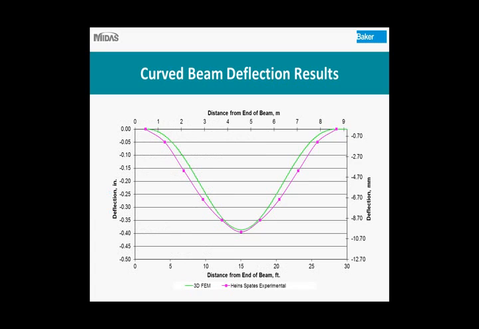So this graph is showing the curved beam deflection results. The pink line is from the Hines and Spates experimental data. So this is what they observed in the laboratory when they were conducting this test. And the green line is from the 3D finite element model that was created using the same procedures that we used for modeling Bridge 207. So you can see, while they're not exact, they're nearly identical. The 3D finite element model is capturing the behavior of the severely curved steel beam.